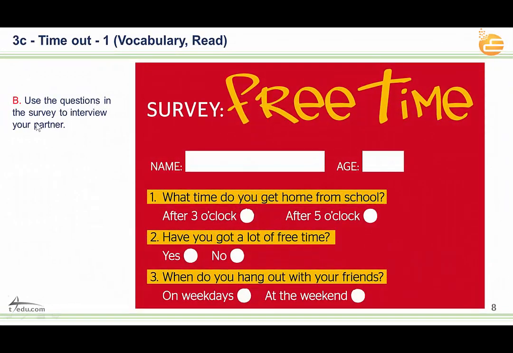B. Use the questions in the survey to interview your partner. Okay, very nice. So you have to interview your partner, not Jay Tasker, not yourself, no, your friend or your partner. So I want you to write his name here, his age, what time does he get home from school? Ask him. Number 2, has he got a lot of free time? Number 3, when does he hang out with his friends? On weekdays or at the weekend?